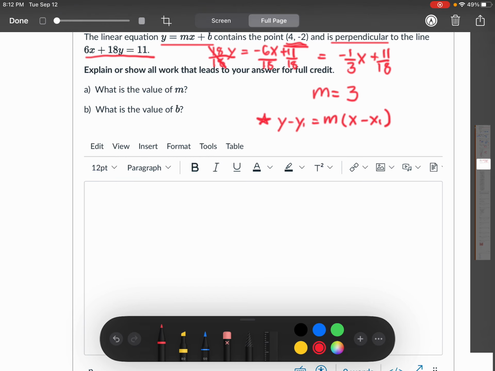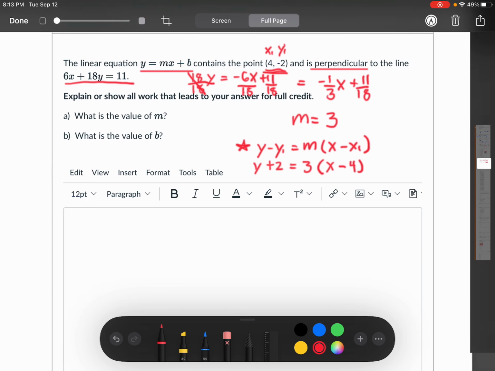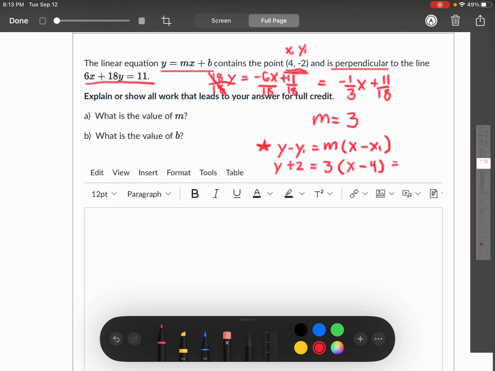But enough about that. This would be x1. This would be y1. So y1 would be a -2, which would make this a +2. The slope, as you can see here, is 3. And then you would have an x minus 4. You need to distribute all this. You would distribute that 3, so you end up with a 3x minus 12. And then you would subtract 2 from both sides, so you end up with a 3x minus 14, all right?